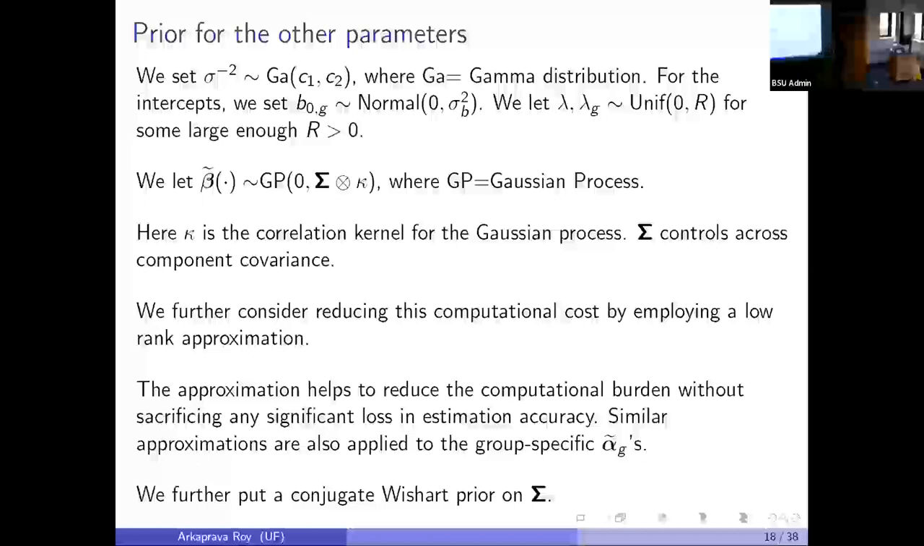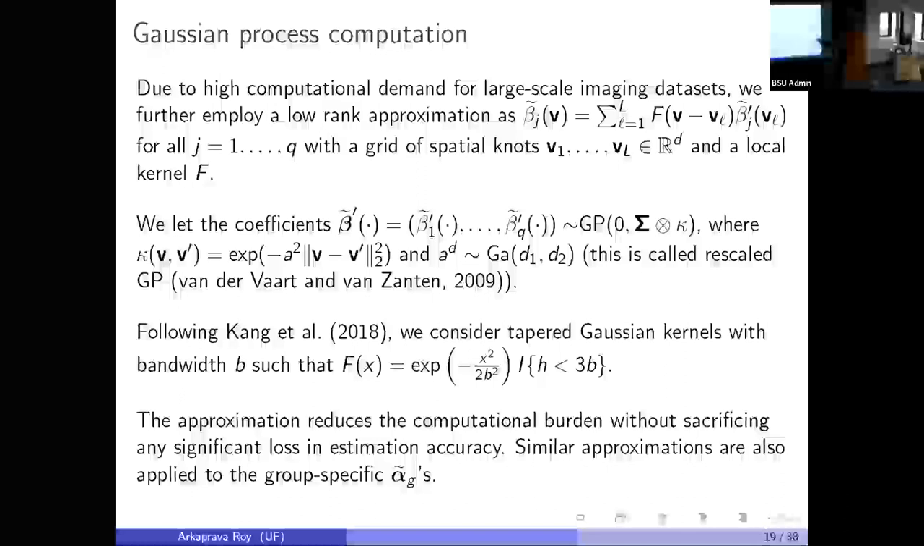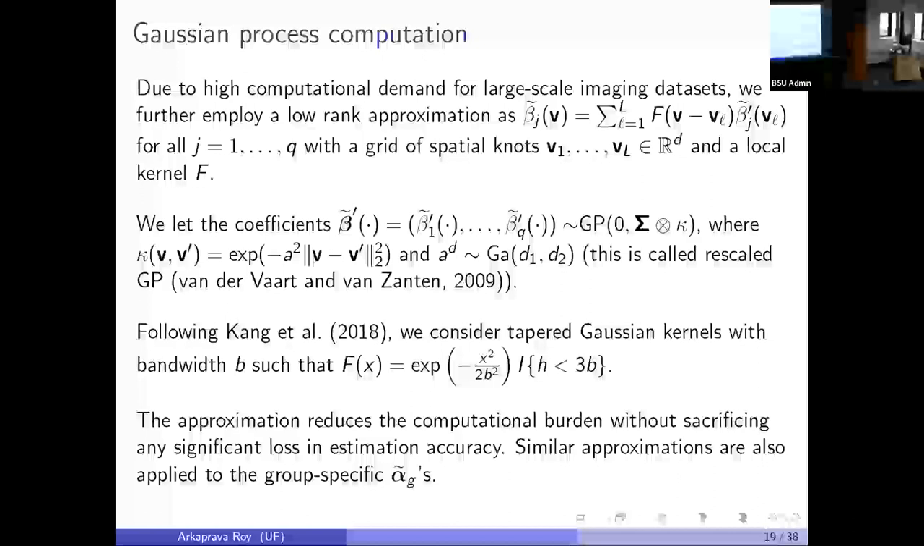Since the imaging data are huge, I used a low rank approximation of the process to make the computation quicker. I have a little bit of detail on the low rank approximation; my paper has more details. It's especially useful for imaging data, because image data already has a gridded structure. You identify some of the inner grid points and assume that they have a latent Gaussian process, and all the other grid points are extrapolated.